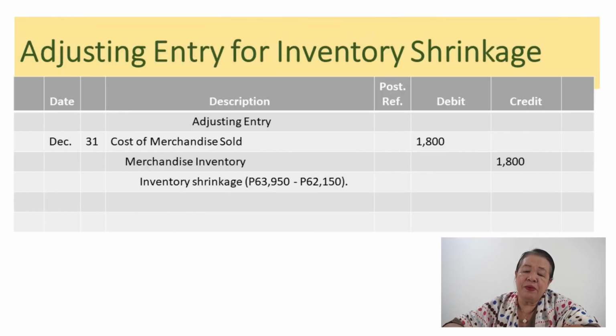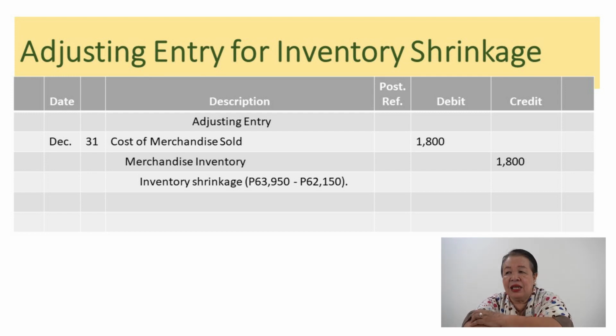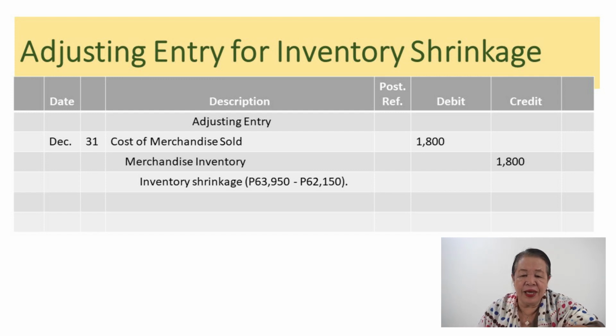What are adjusting entries? Sometimes our financial statements are misrepresented if we do not adjust. So here is an example. Cost of merchandise sold, 1,800. Merchandise inventory, 1,800. So for inventory shrinkage, 63,950. That is our entry for inventory shrinkage.